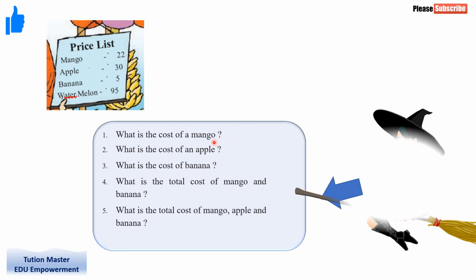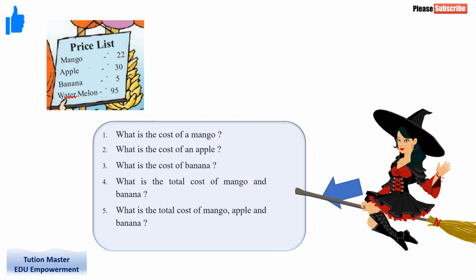Okay, so as per the price list, we came to know the cost of the mango is 22 rupees. So I am writing it here. What is the cost of mango? Mango cost is 22 rupees. Cost of an apple is 30 rupees. And what is the cost of banana? It is 5 rupees. So what is the total cost of mango and banana? You have to add these two, that is 22 plus 5.